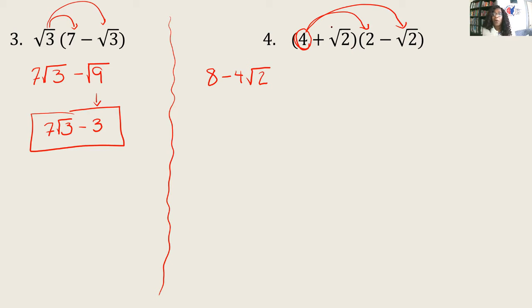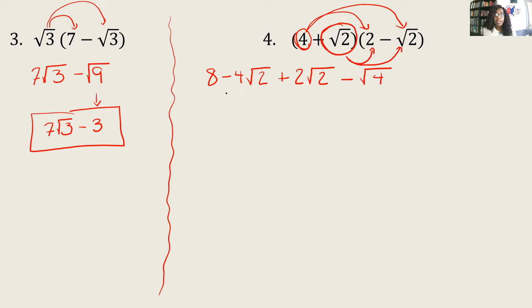So now we're going to distribute this square root of 2 since it's positive. I'm going to distribute that to everything in that second parenthesis. So square root of 2 times 2 gives me a positive 2 square root of 2. And square root of 2 times a negative square root of 2. So a positive times a negative gives me a negative. Square root of 2 times square root of 2 gives me square root of 4.